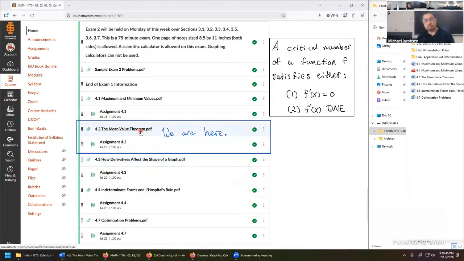For the moment, we're going to be studying the mean value theorem, finishing off this section. We haven't yet introduced the mean value theorem, even though we started this section. What we really looked into was Rolle's theorem, which guarantees the existence of a critical number. So that's where we're going to pick up.